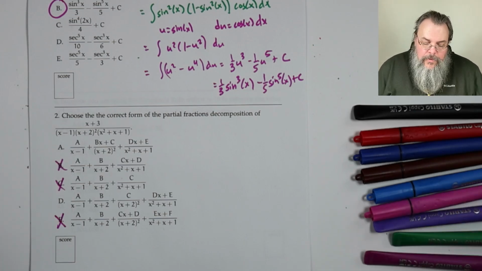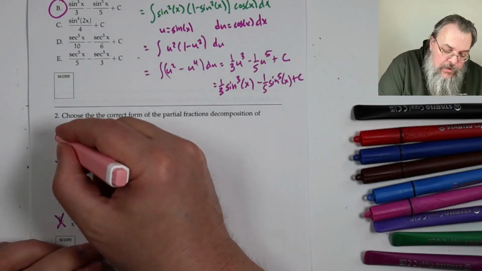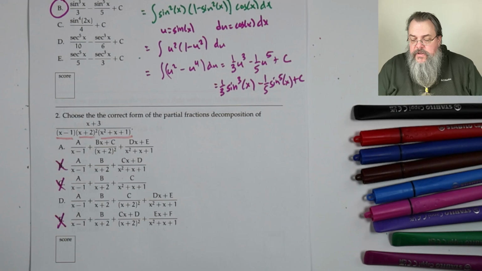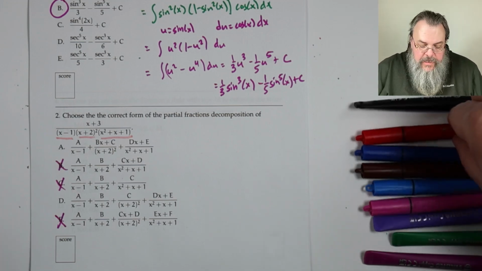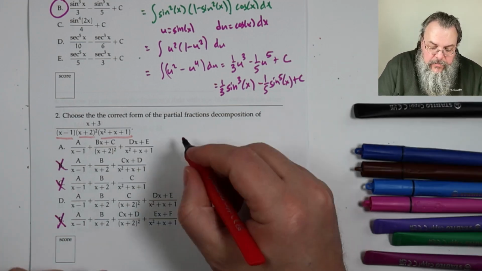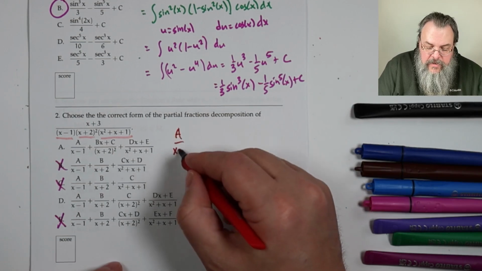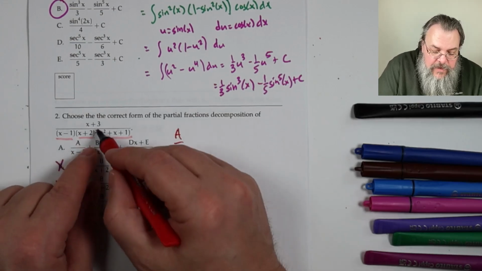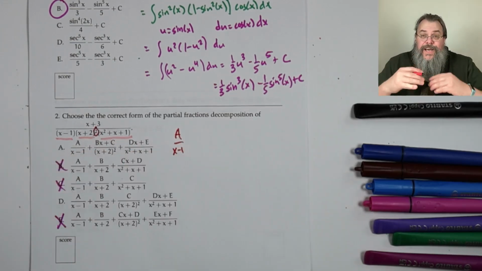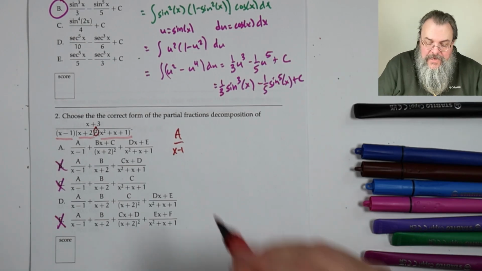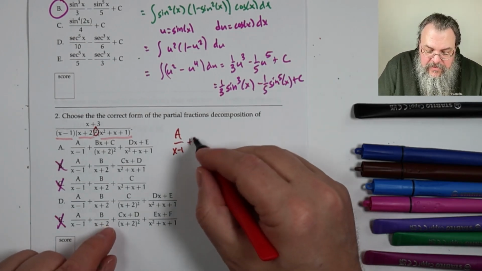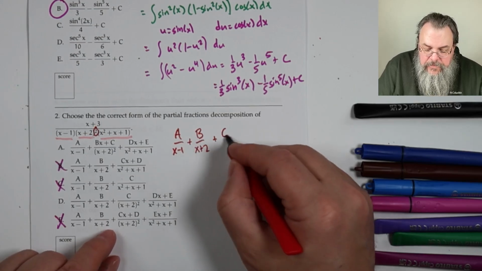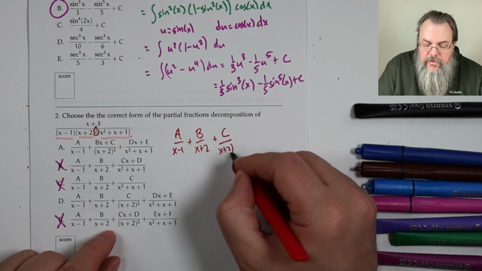Well, the way we do it is we build off of the individual pieces. So we say, okay, x minus 1, it better have an A over x minus 1. All right. Now, for x plus 2 squared, what do we do? Well, because you have that square, you have to build up. Okay, so that says we're going to have something over x plus 2 and something over x plus 2 squared.